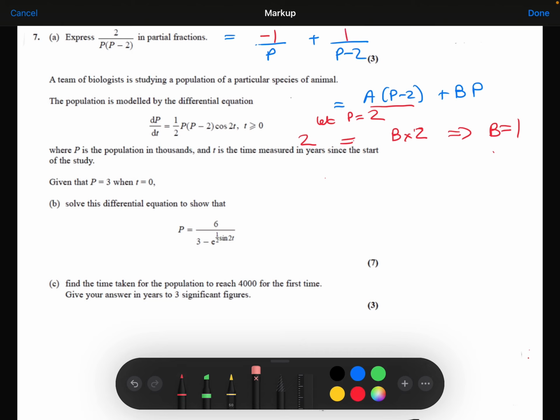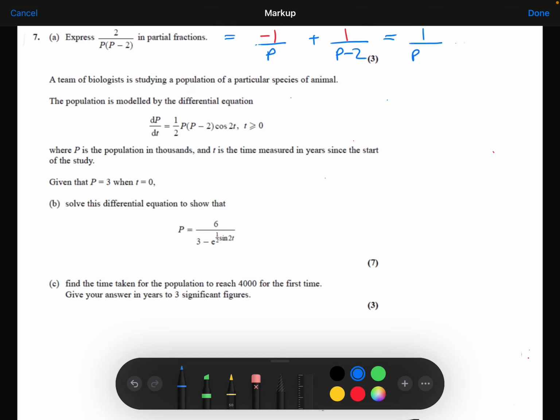And we're done. We have split that fraction up into its two partial fractions of minus 1 over p plus 1 over p minus 2, which I might just swap around so I don't have the minus at the front. I don't like that minus being there like that. I think that's a little bit neater to have it that way around.